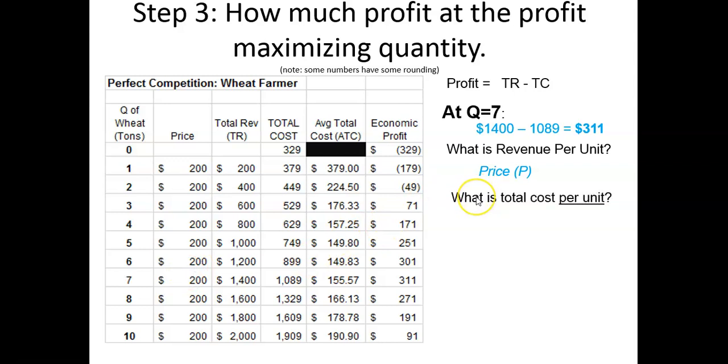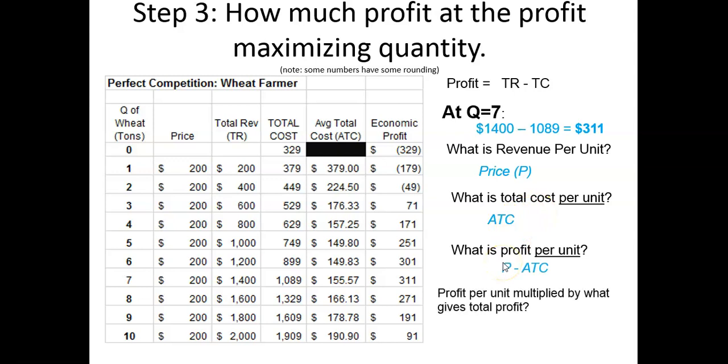What's my total cost per unit? Well, the average of all of my costs. Average is always per unit, so the average total cost is your cost per unit. So your profit per unit, just like your total revenue minus your total cost is your total profit, your profit per unit, price minus your cost per unit, average total cost, is your profit per unit.